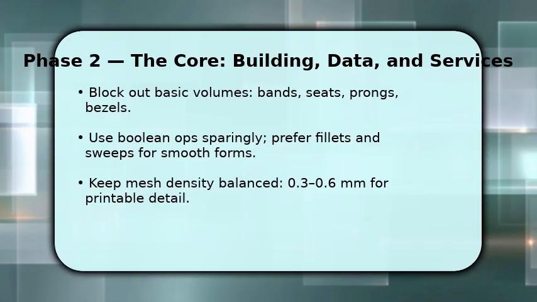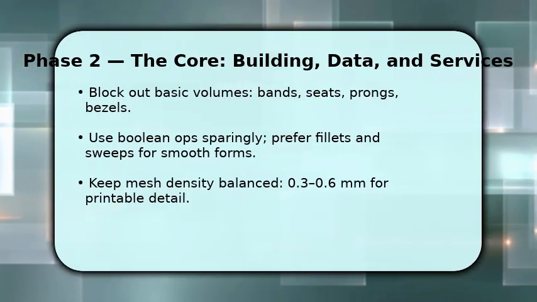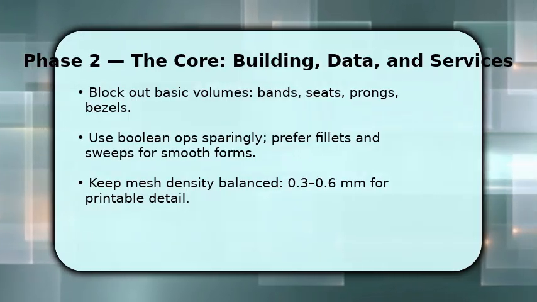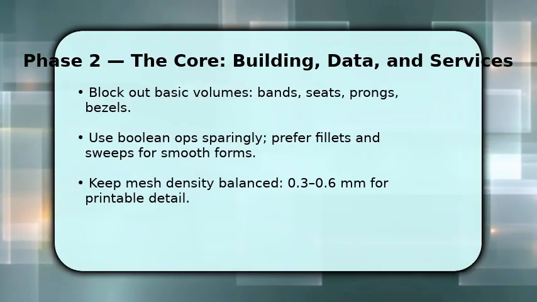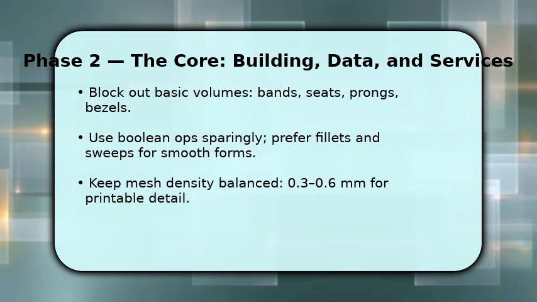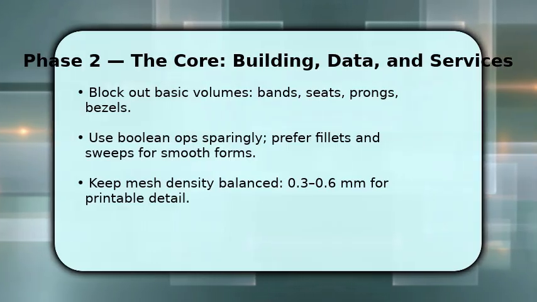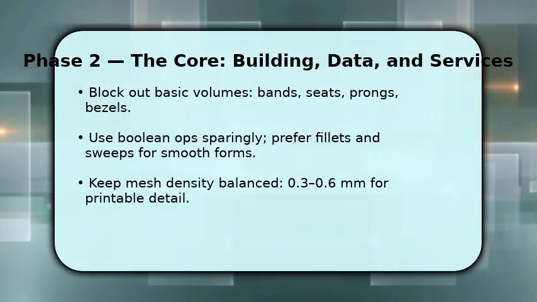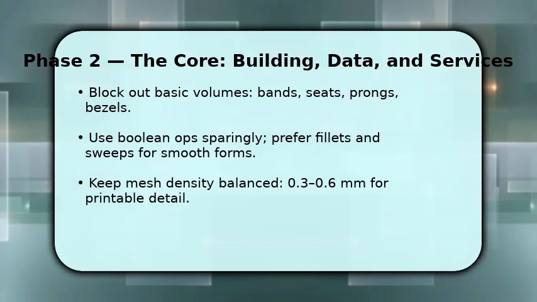When you need holes or complex cuts, do Boolean subtracts but clean up resulting edges immediately. Check symmetry by mirroring and combine with controlled mesh resolution. Make sure to test fit components virtually. Small gaps of 0.1 to 0.2 mm help assembly and post-processing.